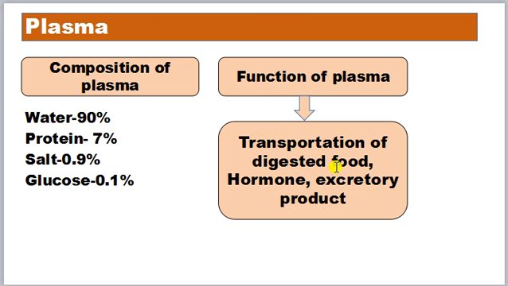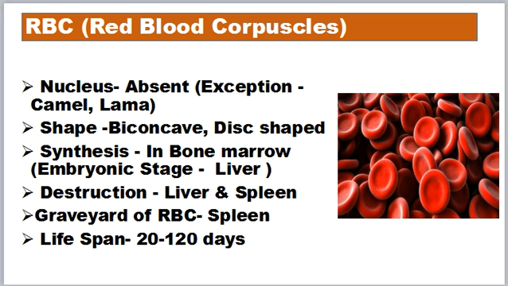And it also maintains your normal blood pressure, as well as helps to distribute heat throughout the body, and it maintains homeostasis of the body. So plasma is very important for various functions of the blood.